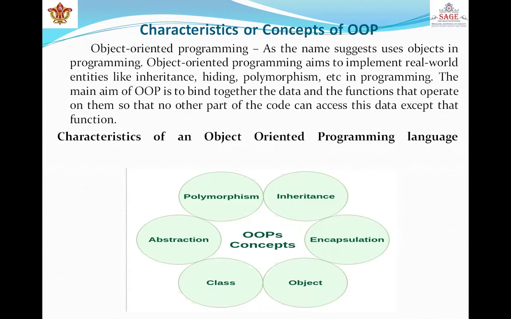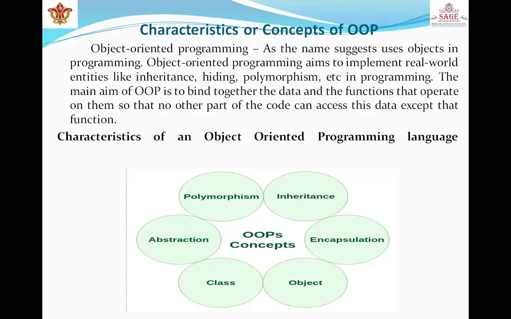in programming. The main aim of object-oriented programming is to bind together the data and the function that operate on them so that no other part of the code can access this data except that function. Characteristics of object-oriented programming: polymorphism, inheritance, encapsulation, object, class, abstraction.